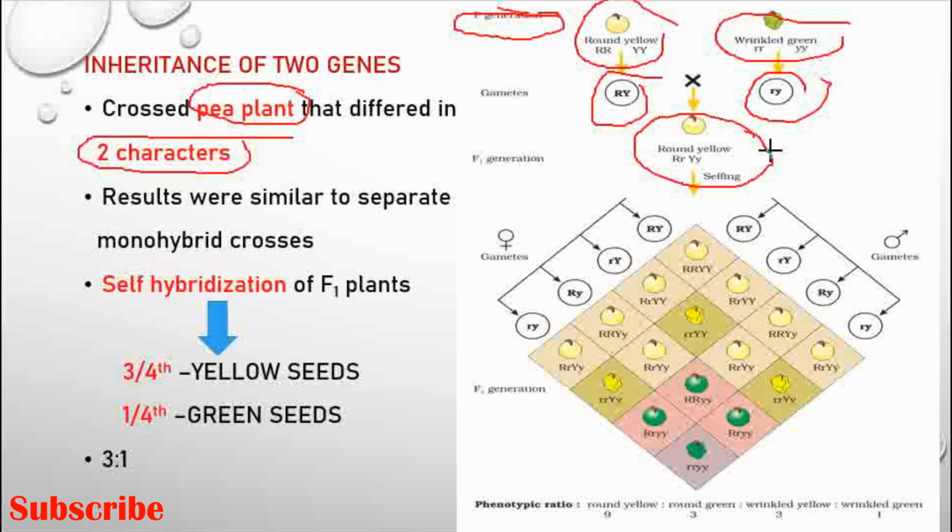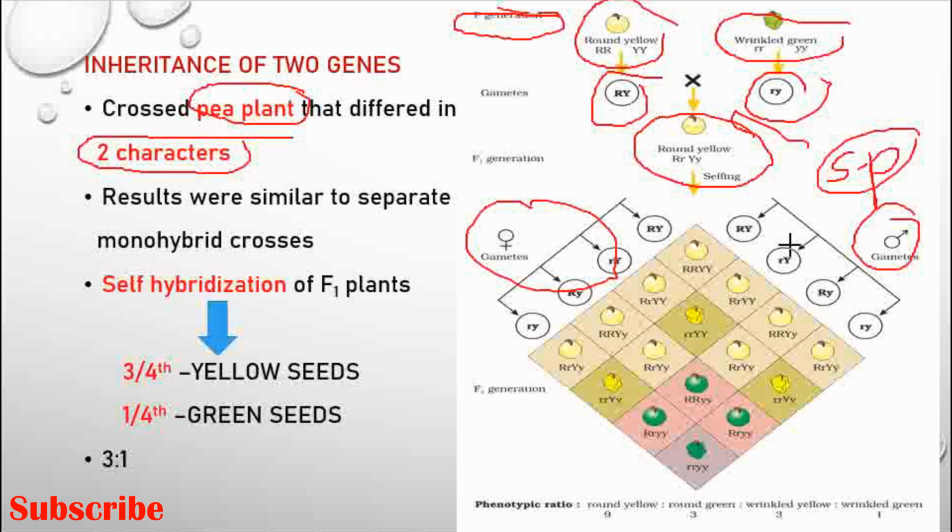Then after the self-pollination of this F1 generation, as we saw in the monohybrid cross, right? They do the selfing or the self-pollination. So here you can see the Punnett Square. So what are the gametes from this F1 generation? They have written the male gametes on one side and the female gametes on this side. See the gametes here. The gametes will be different. Unlike the monohybrid cross, here you will get more gametes.